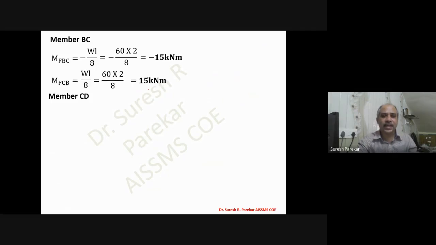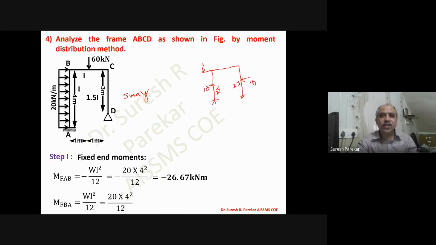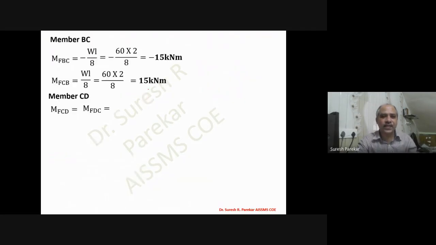Then we have member CD. Whenever we go to CD, you can see no load, so automatically my values of MFCD and MFDC become 0. Now second, we have to go for carryover factors. Now where do we have to go? We have to go at B also, and we have to go at C also.